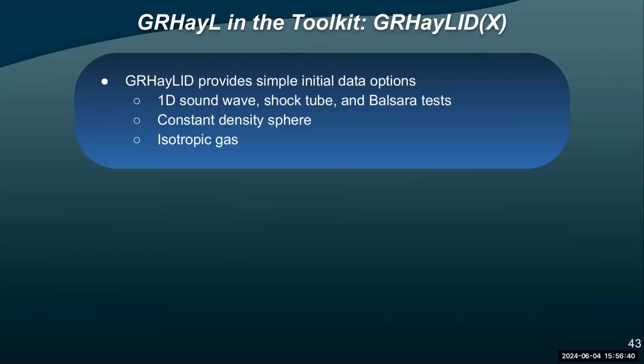We also have GRHayl ID and IDX, and these provide some very simple initial data options. So we have a 1D sound wave, a shock tube, and a pulsar test. Just in case people want to use those to test their codes, we use them for testing IllinoisGRMHD and GRHayl-HD. And then we also have a constant density sphere and isotropic gas initial data setups. These last two are only for the tabulated equation of state. And I know the pulsar tests are only for hybrid. I forget if these two work for tabulated.